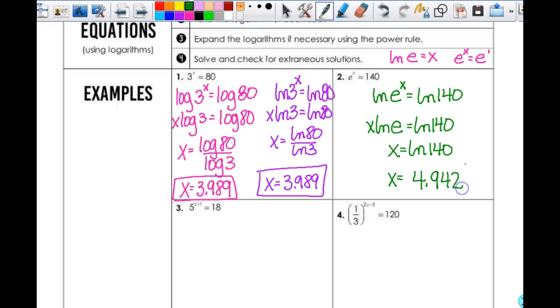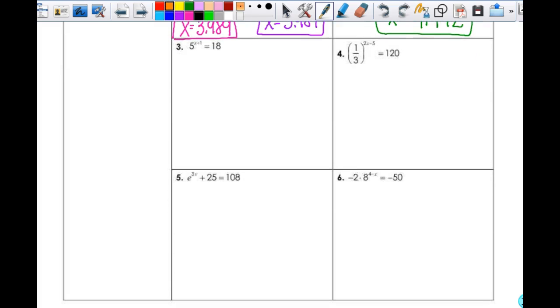4.942. Okay. Do we agree with that? Good. All right, let's jump to number 4. So all I care about is that I have an exponential equation, so it has a variable in the exponent, and I can't get a common base on each side, so I'm going to have to use logs. So I'm going to use natural log here, and I'll take the natural log of both sides.